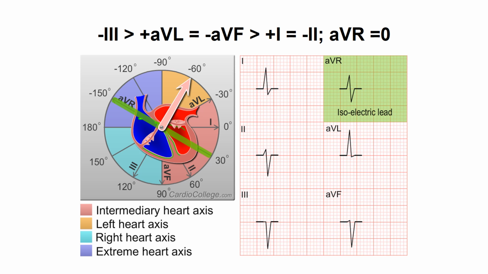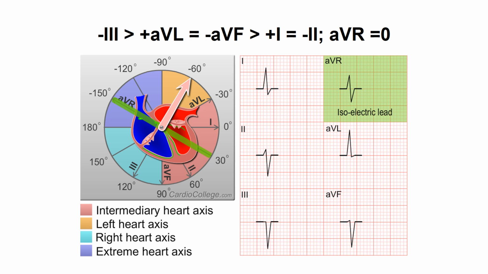The amplitudes in minus AVL, R wave, and in minus AVF, S wave, are equal and greater than in lead 2, S wave, and in lead 1, R wave. Amplitudes in lead 2, S wave, and in lead 1, R wave, are equal.